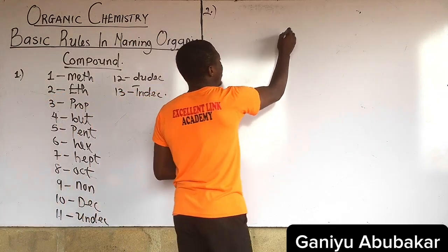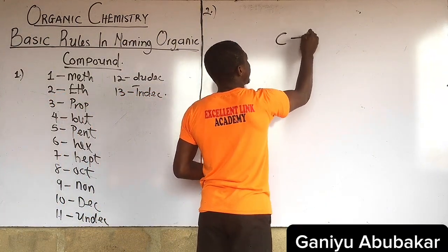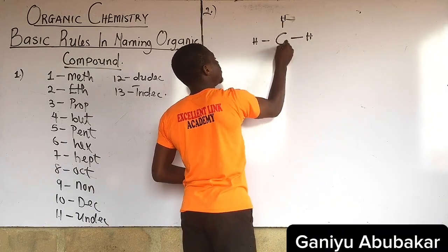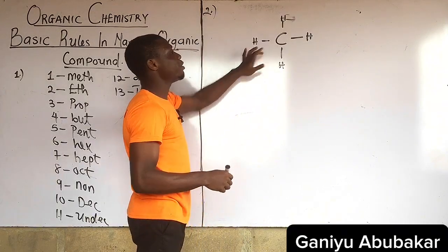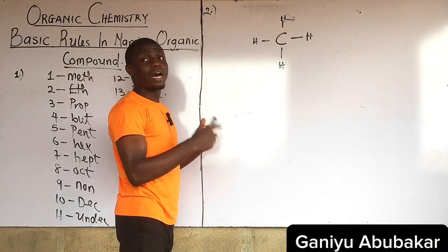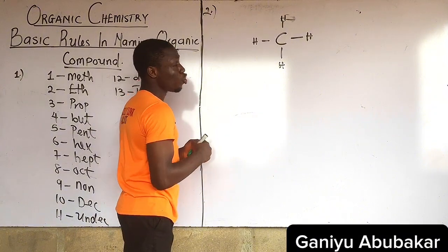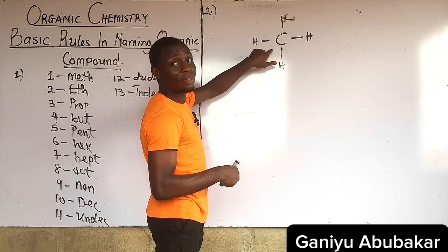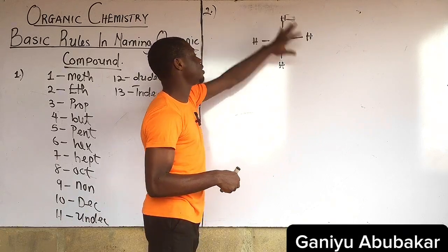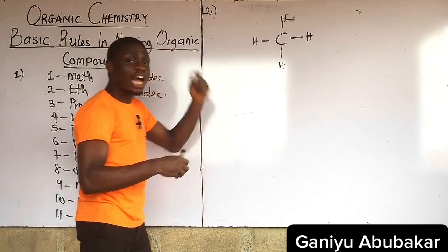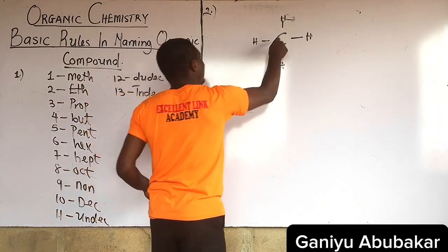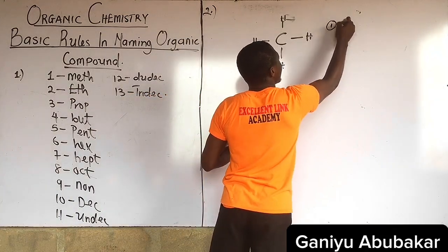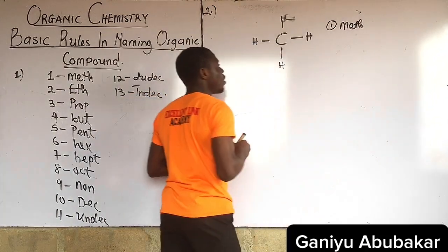If I have a compound such as this, let's balance this one up. 1, 2, 3, 4. Balanced. Let's name this compound. What do you call this? If you're familiar with our last class, when we did the introduction to organic chemistry, I gave you the name for this one. This is the first member of the alkane, CH4. So how do you name this? We said rule 1 says count the number of carbon atoms. For this one, I'm just having 1 carbon atom. For 1 carbon atom, what do you call it? Call it meth. That's rule 1.